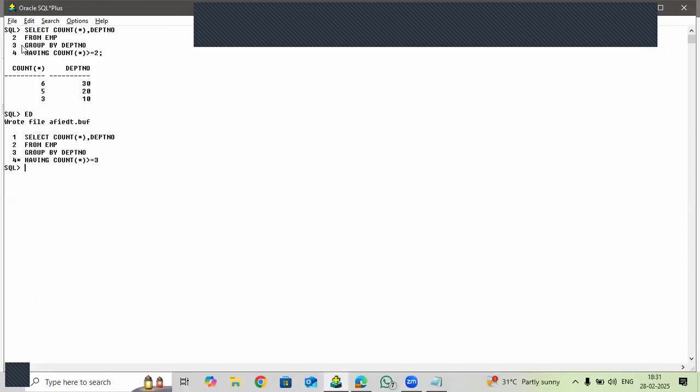See here, with the first query, we had given greater than or equal to 2. So we have got all 3, because in department number 10 there are 3 employees. The condition is 2, but here it is 3. So 3 is greater than or equal to 2, satisfied. Here it is 5. It is still satisfied because 5 is greater than or equal to 2. Here it is 6, greater than or equal to 2 again.